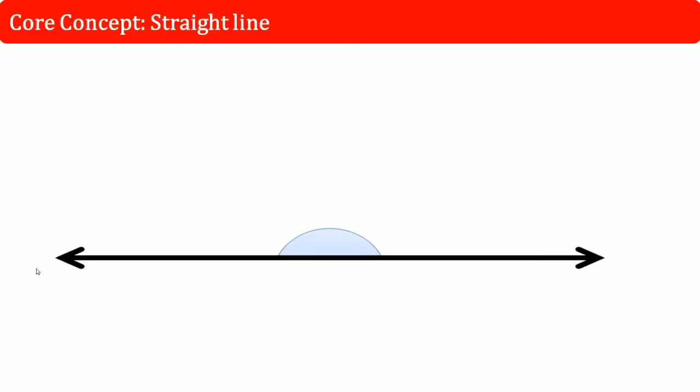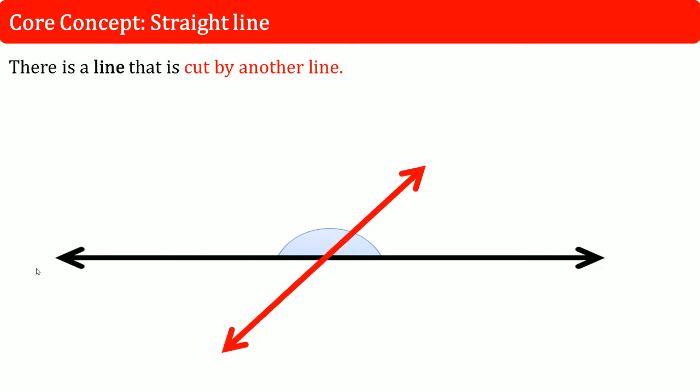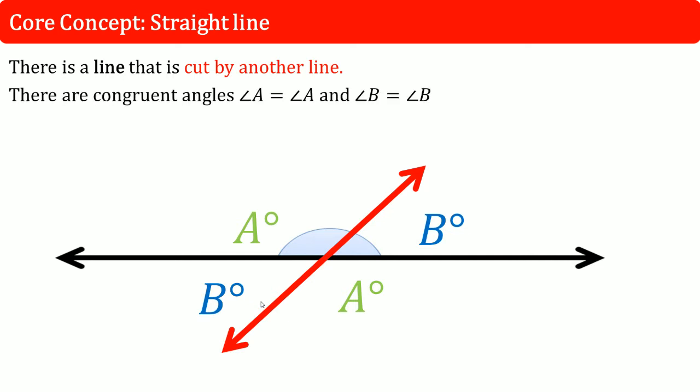So let's look at our core concept of what a straight line is. There's a line and it is cut by another line. Two angles get created, and we know those are linear pairs. And we can do vertical angles. Angle A is congruent to angle A, and B is reflected to make its vertical angle B here. So we know that there are congruent angles. Angle A is congruent to angle A, and angle B is congruent to angle B by vertical angles. We also know that there are linear pairs. Angle A plus angle B is equal to 180 because they make a linear pair, and vice versa.